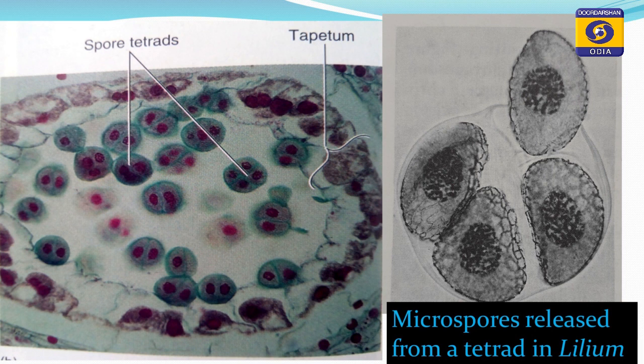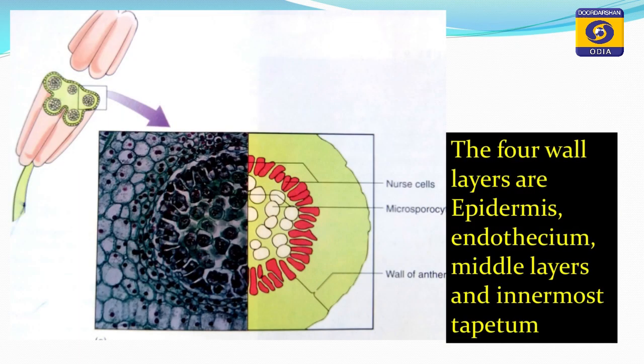Once the microspore is formed, it grows in size, then mitotic division takes place, resulting in a 3-celled structure, out of which 2 are the sperm cells, the male gametes. So, this part, starting from microspore to pollen grain formation, is microgametogenesis.